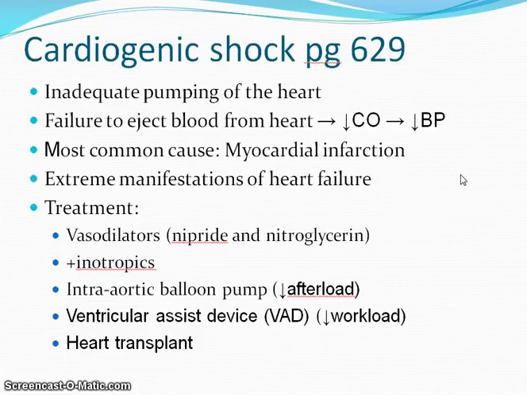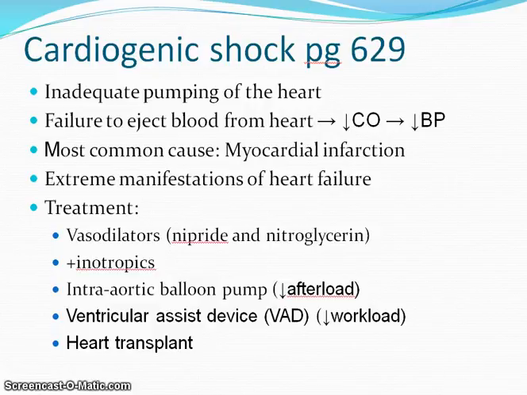In cardiogenic shock, now something is impairing the heart's ability to pump. The blood cannot get ejected from the heart. There's a failure to eject blood from the left ventricle, so that means our cardiac output goes down, and then our blood pressure goes down. Usually this is caused by a heart attack or myocardial infarction. There can be extreme manifestations of heart failure as well if it's not treated properly.